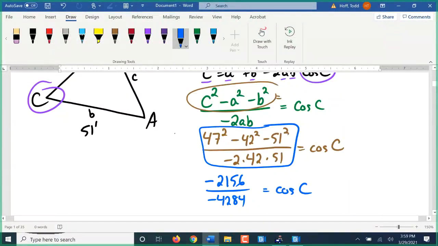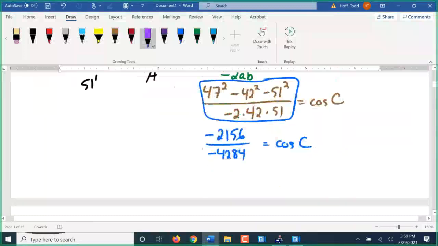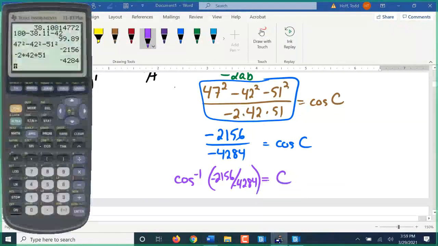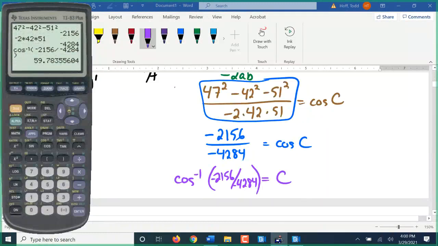What would be next? Well, we could divide it out, but we can actually do it all together with the inverse cosine. First, inverse cosine of negative 2156 divided by negative 4284. Close that parenthesis. Right, 59.78 degrees.